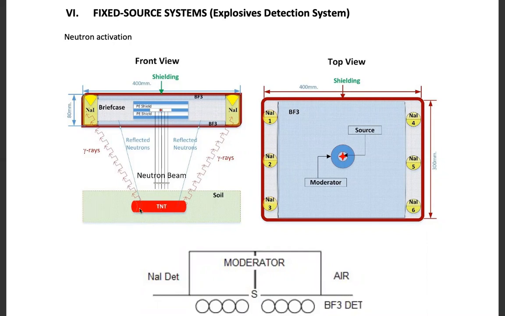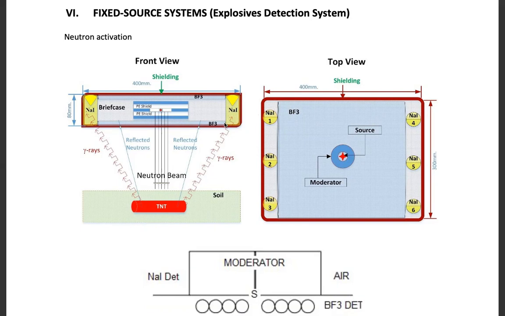If not, then if there's rock or soil, anything, it activates it, and you could get gamma rays coming out of it. You could get backscattered, reflected neutrons coming. And then you can have detectors over here. You can have BF3 detectors, boron trifluoride detectors. You can have sodium iodide detectors.